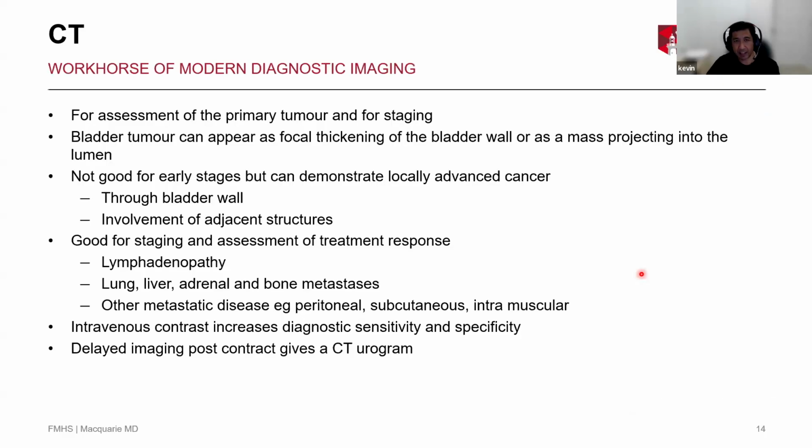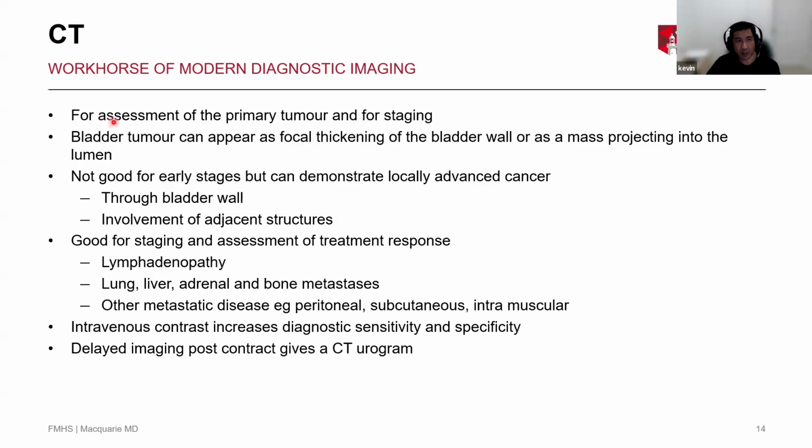The next modality is CT. Okay, CT is the workhorse of modern diagnostic imaging. It's become faster, lower radiation dose, more slices in the last couple of decades. And we are imaging smaller structures, with better resolution, better contrast.